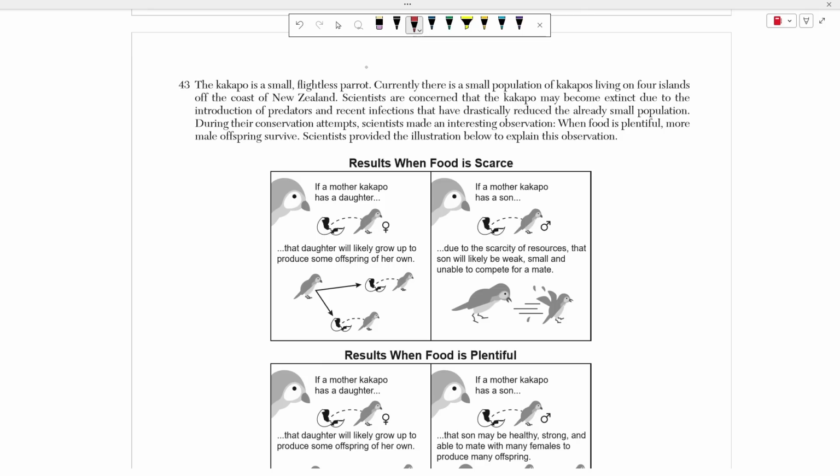43 says that the kakapo is a small flightless parrot. Currently, there is a small population of kakapos living on 4 islands off the coast of New Zealand. Scientists are concerned that the kakapo may become extinct due to the introduction of predators and recent infections that have drastically reduced the already small population. During their conservation attempts, scientists made an interesting observation. When food is plentiful, more male offspring survive. Scientists provide the illustration below to explain this observation.